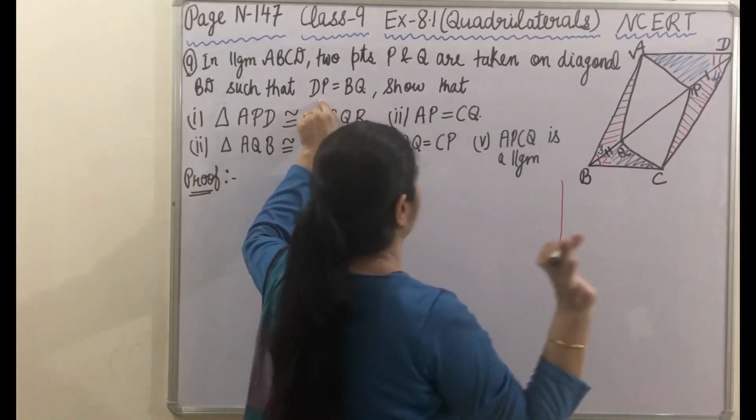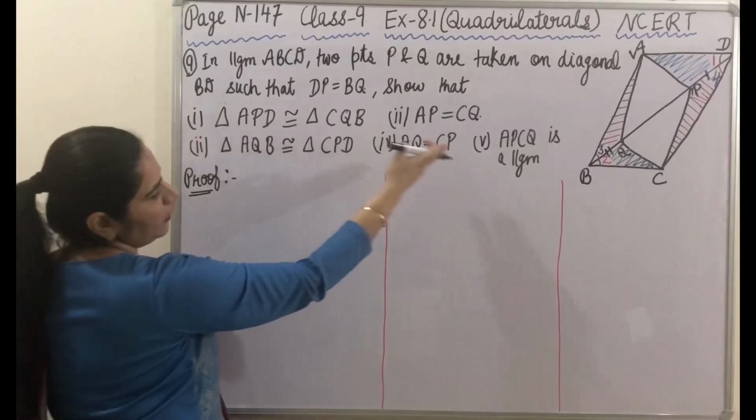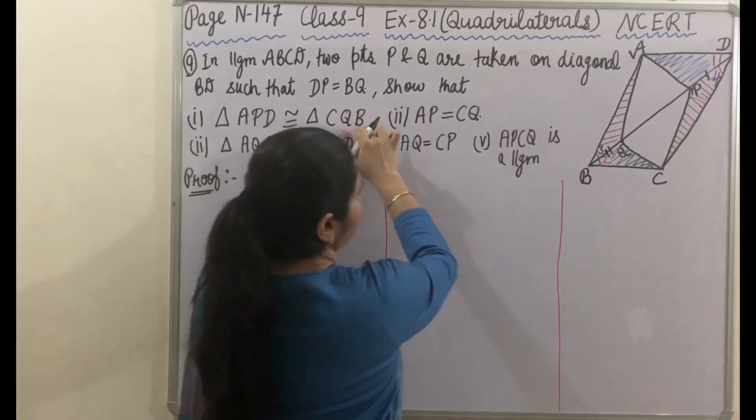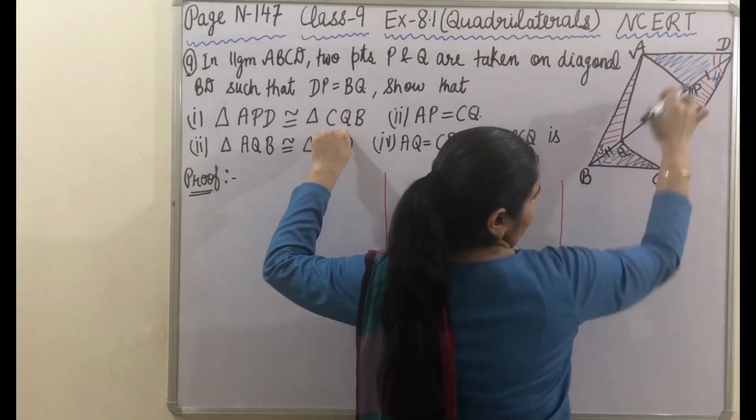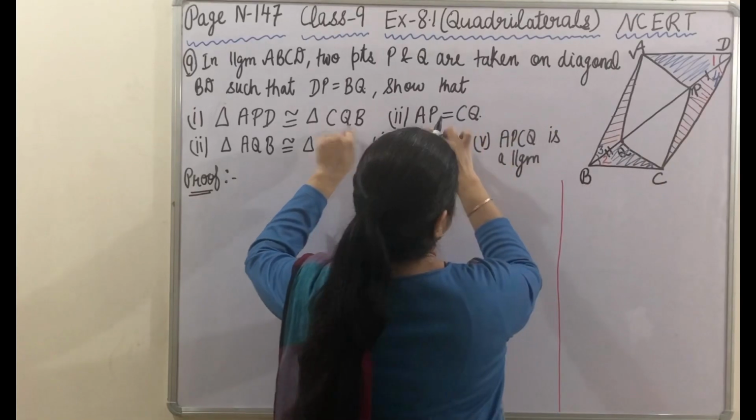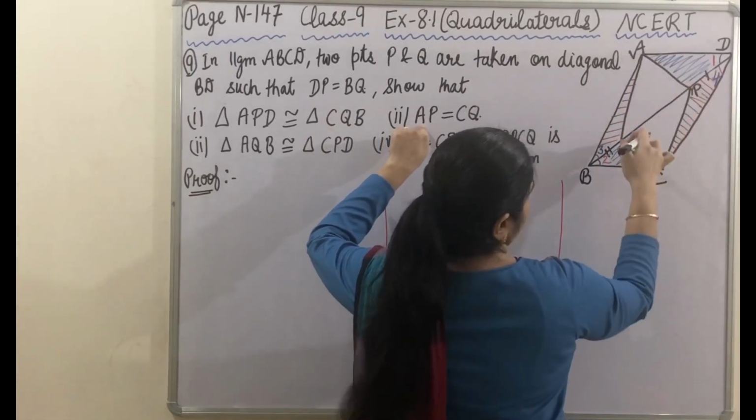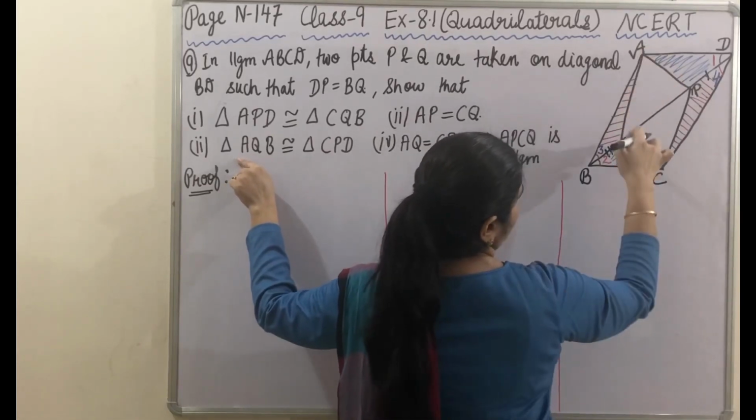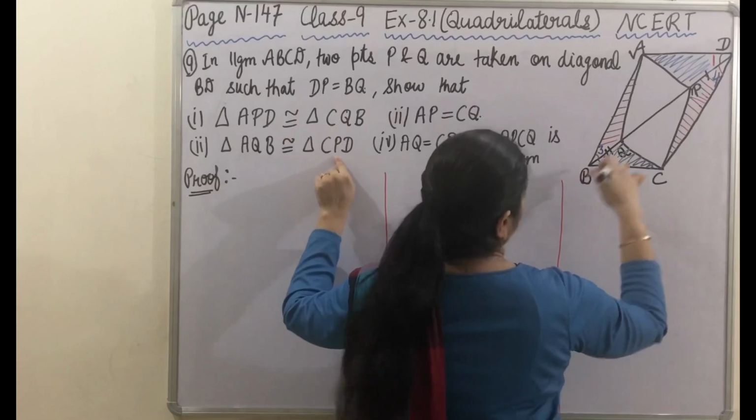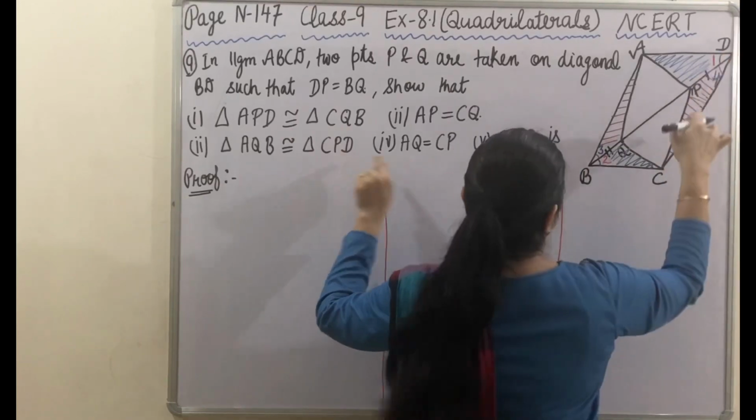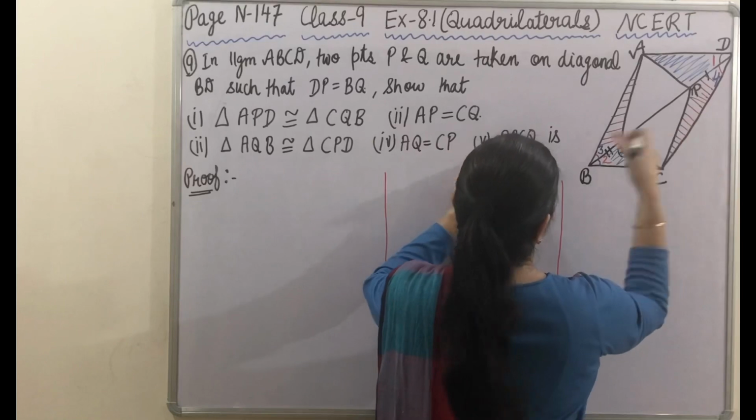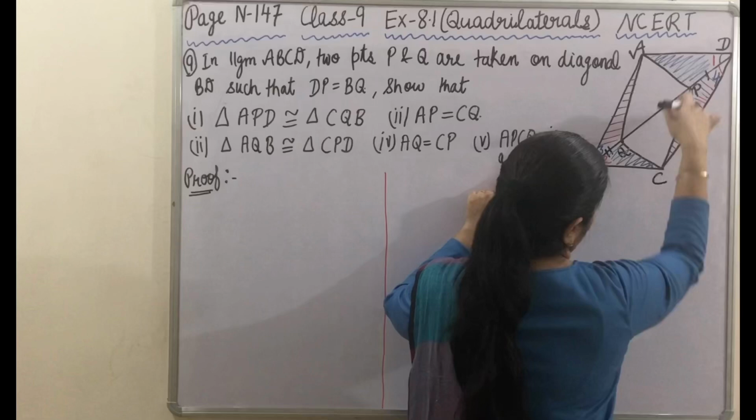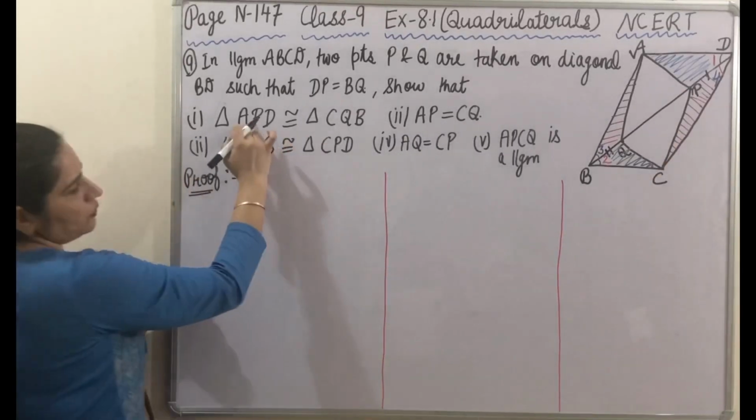It is already given, and we have to prove these 5 parts. Triangle APD is congruent to CQB. These two triangles we have to prove congruent. In the second part we have to prove AP is equal to CQ. In the third part we have to prove these two triangles, triangle AQB and triangle CPD congruent. In the fourth part AQ is equal to CP, and in the last part we have to prove APCQ is a parallelogram.